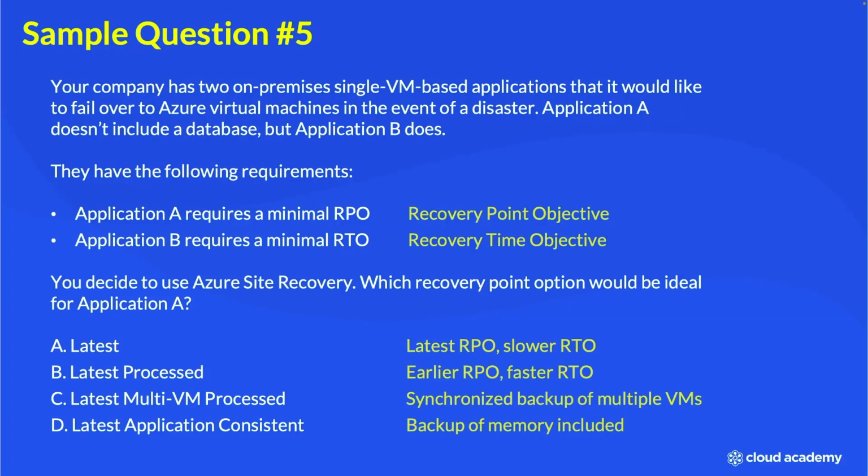So there's latest multi-VM processed. Now this is where if you have an application that's on multiple VMs, you need to have the backups on those VMs synchronized so that when you come back up again, everything will be consistent between them. Now that's not the case here because the question says that these are single VM-based applications.